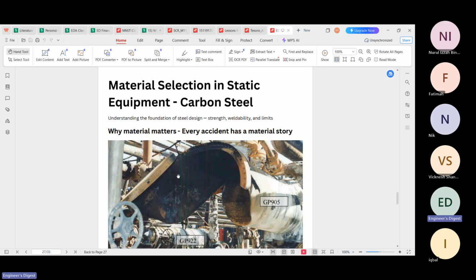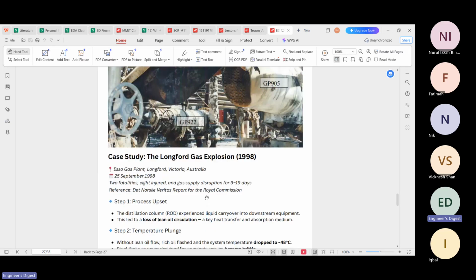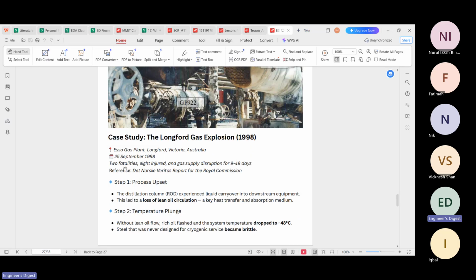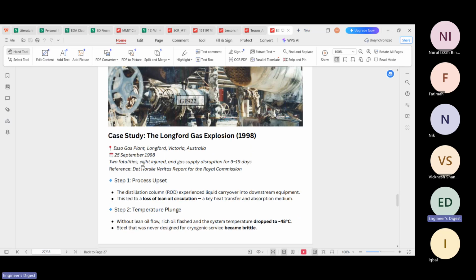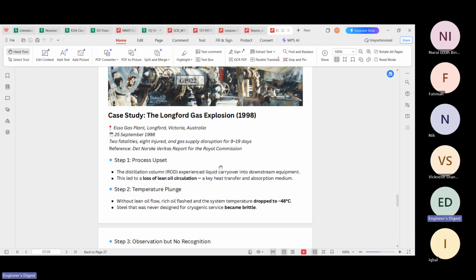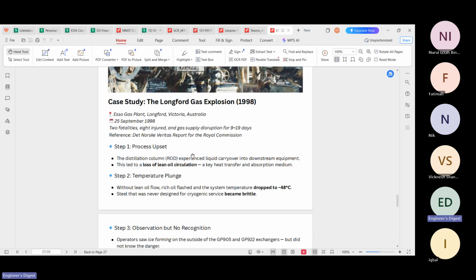Okay, so what is this? This is a shell and tube heat exchanger. This is the Longford gas explosion in Australia, 1998, which had 2 fatalities, 8 injured, and a gas supply disruption of 9 to 19 days. So let's understand what actually happened.